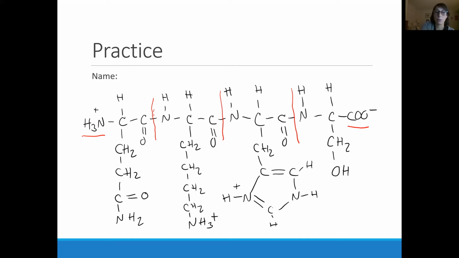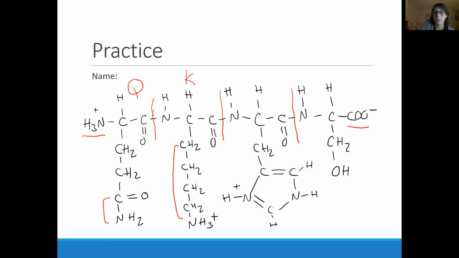So this R group here on the first one is for a glutamine. You can see here's the amide group that makes up glutamine, and that letter is Q. The second group here is a lysine. This is another charged amino acid with an NH3 plus at the end, and lysine's 1-letter code is K.